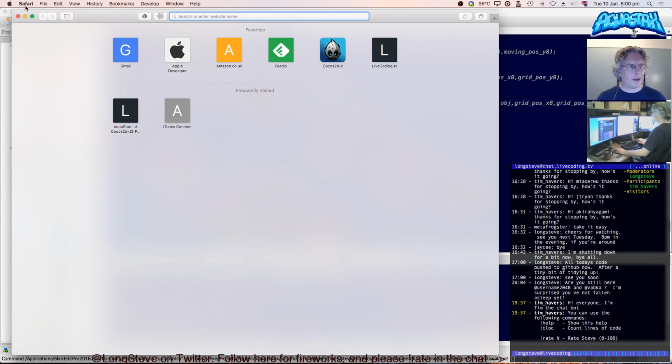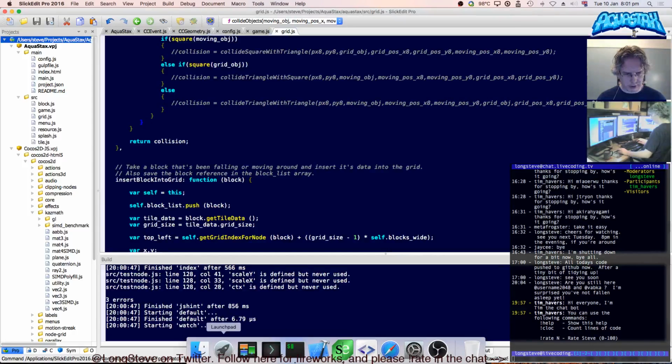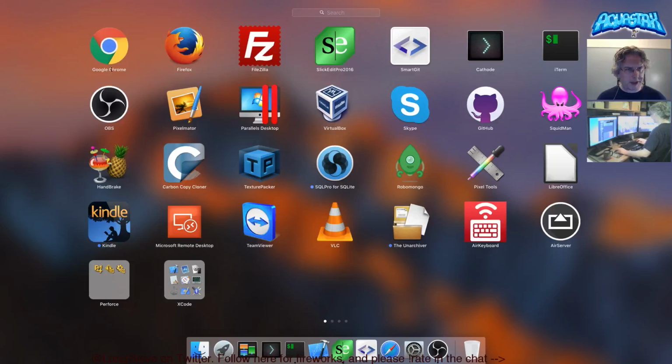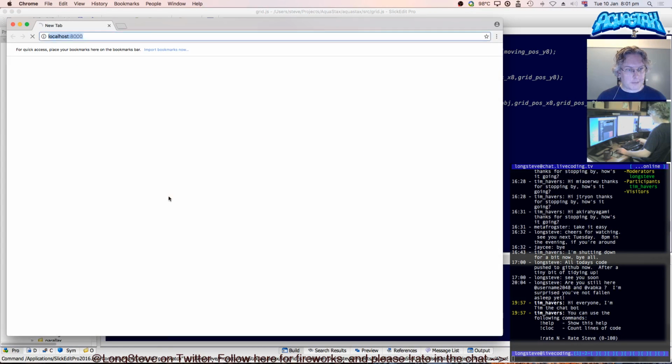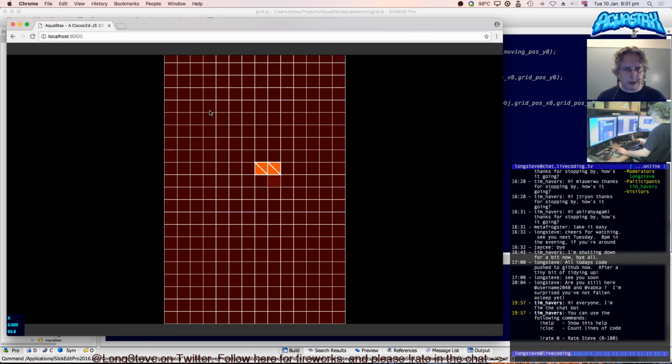What's that? Oh, that's Safari. No, I don't use Safari for testing. I use Chrome, don't I? Launchpad, Chrome. There. I should put Chrome on my quick launch bar. Silly, really. So, here we are, yes.